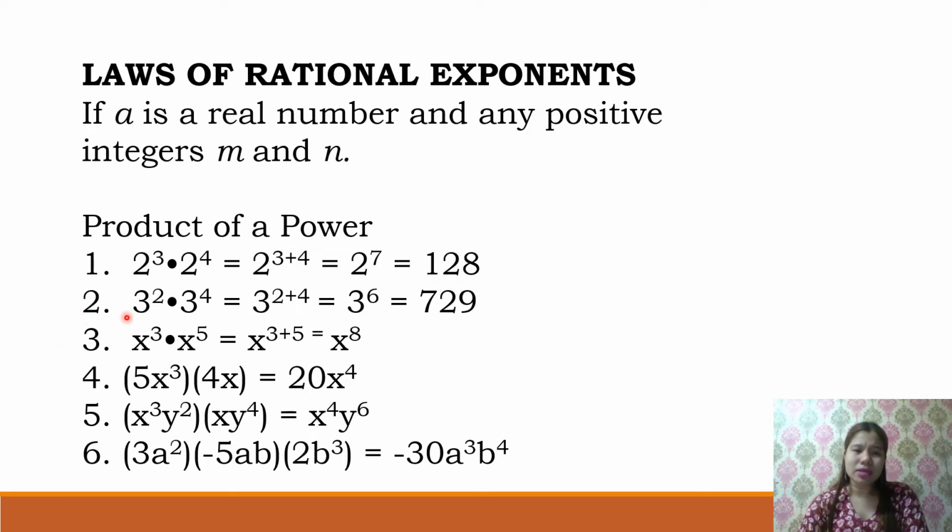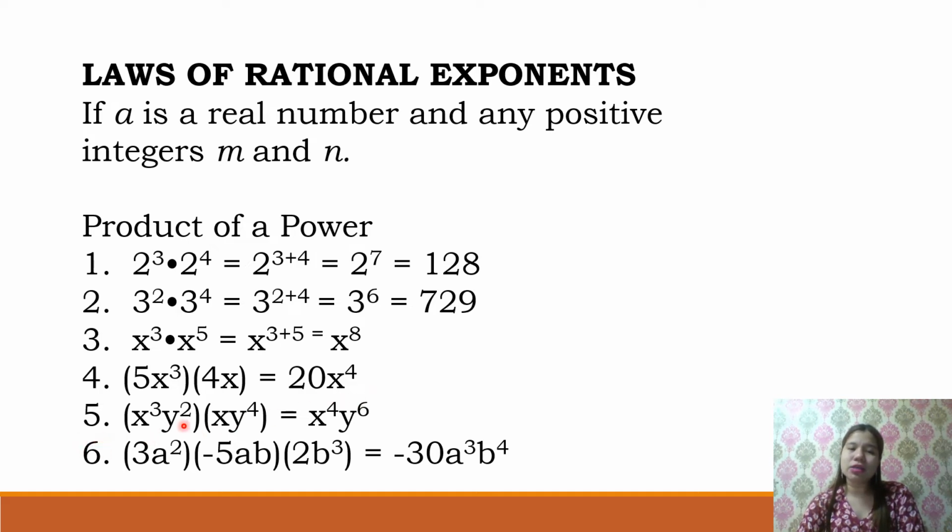Next, number 2 is 3 raised to 2 times 3 raised to 4. Add the exponents. We have 2 plus 4 is 6. So, 3 raised to 6 is equal to 729. And number 3 is x raised to 3 times x raised to 5. This is equal to x raised to 3 plus 5, which is just x raised to 8. Number 4, 5x cubed times 4x. So, we have 5 times 4 is 20, and then x. Add the exponents: this is 3, this is 1, so 3 plus 1 is 4. 20x raised to 4.